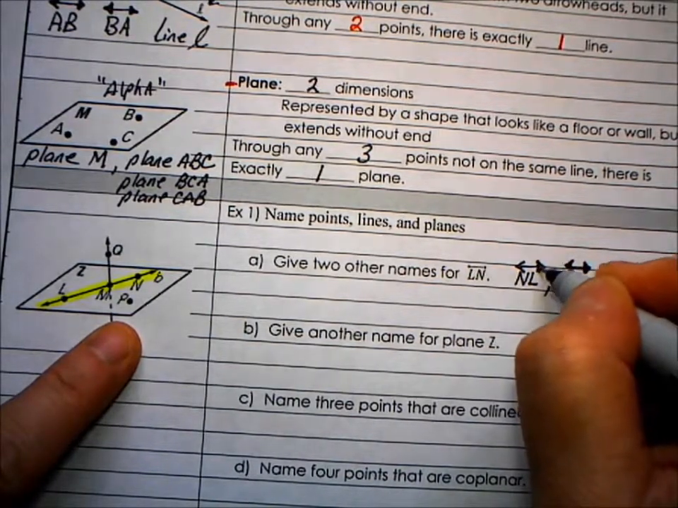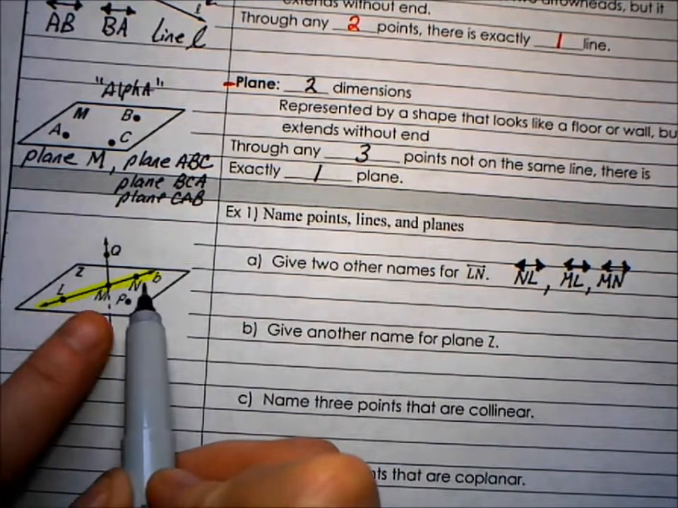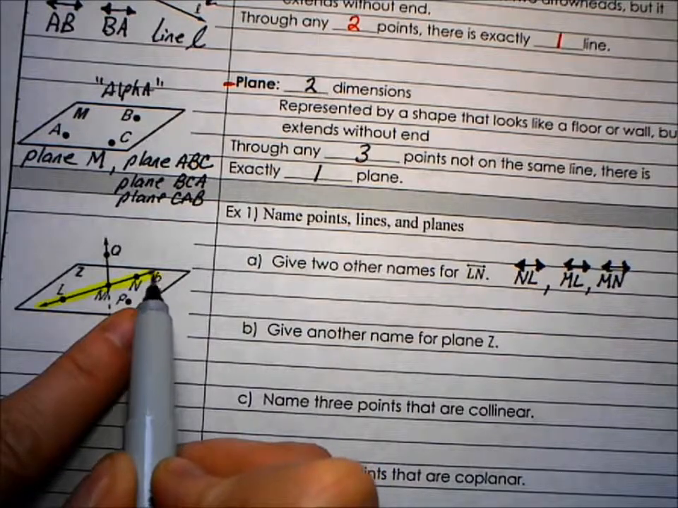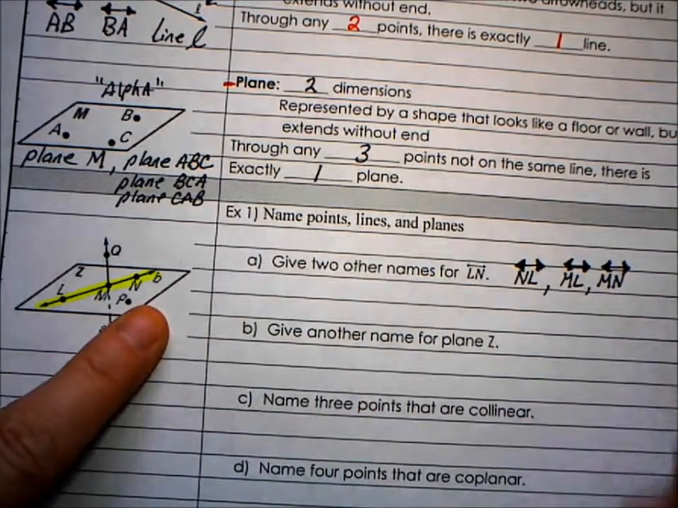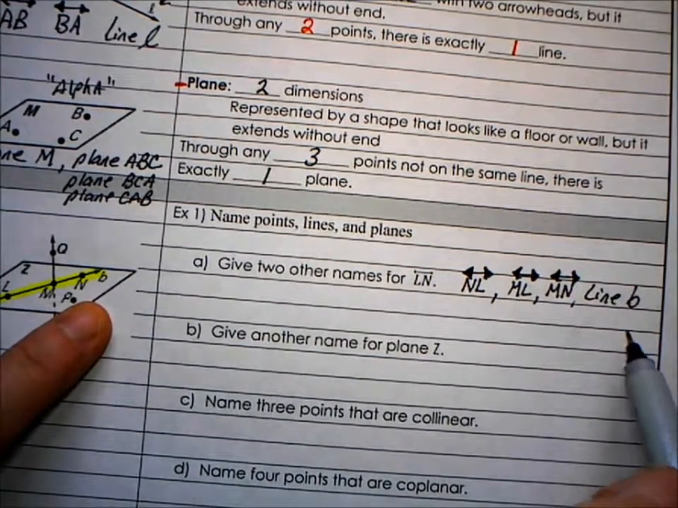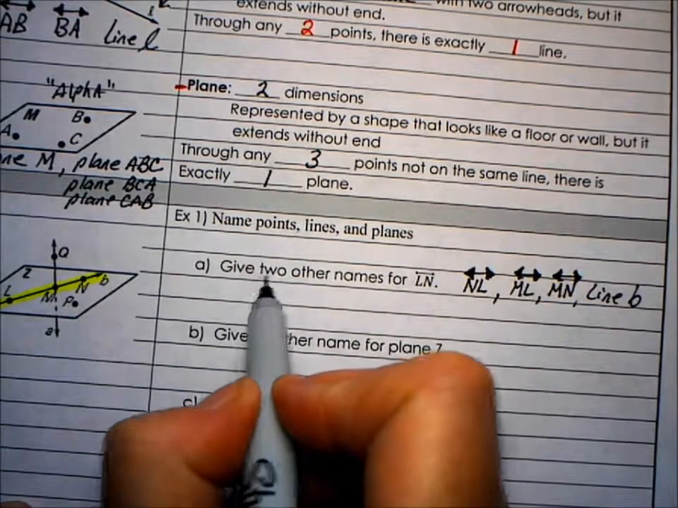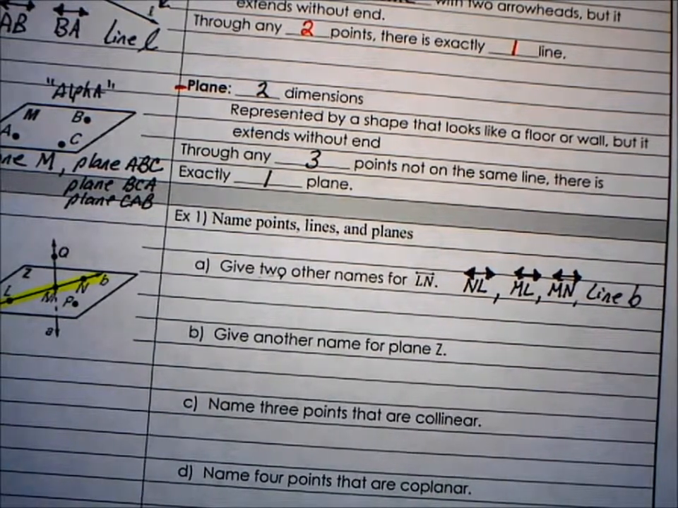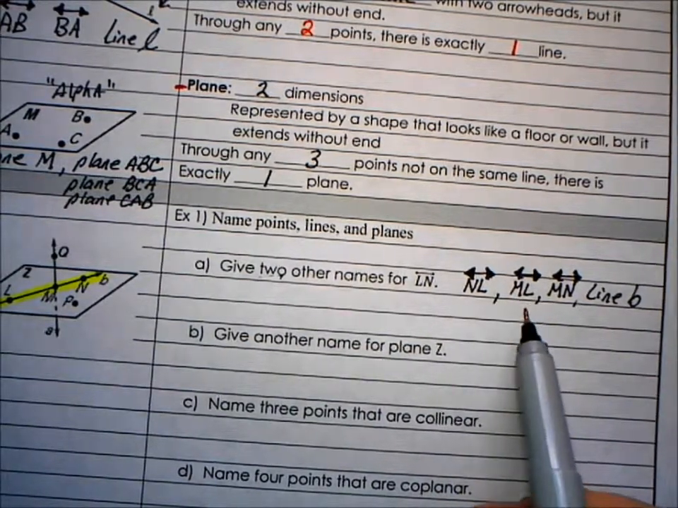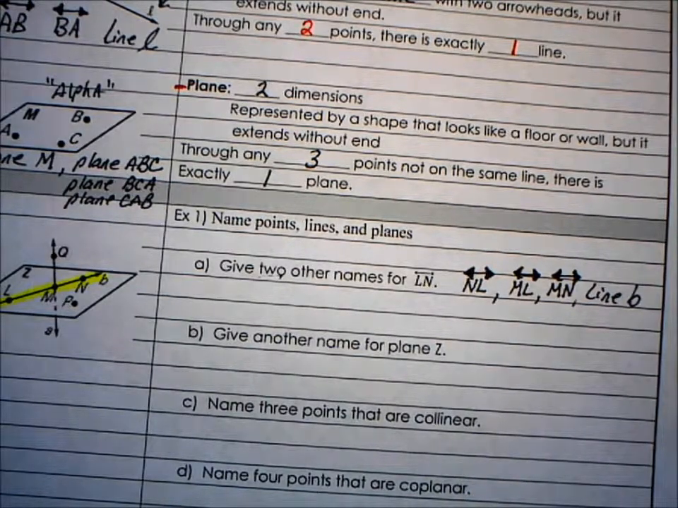Need to make my arrows look like arrows there. MN, ML. And then also in the corner, do you see the lowercase b? I could say that this is line b. And notice this b is lowercase. It is not a capital. So I was only asked for 2. I have 4 possible answers. There'll be many answers here that you can actually place. Realize I could also push these around. I could do LM and NM, and they would represent the same thing.